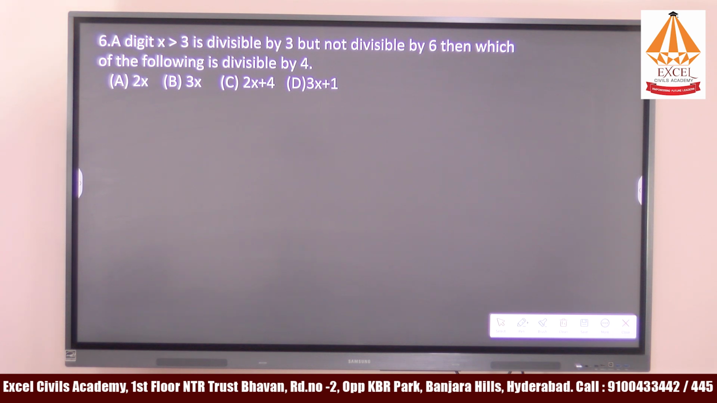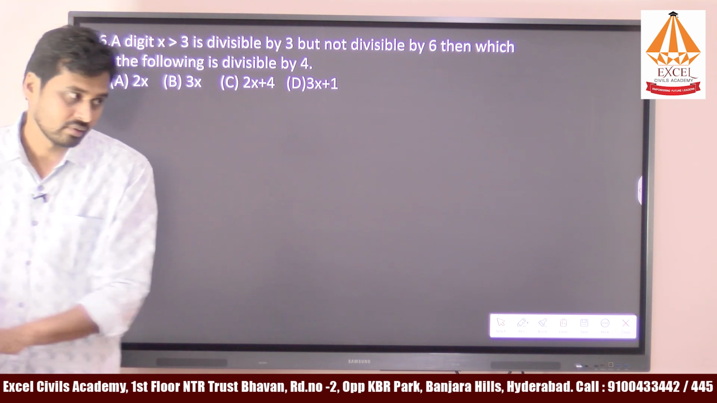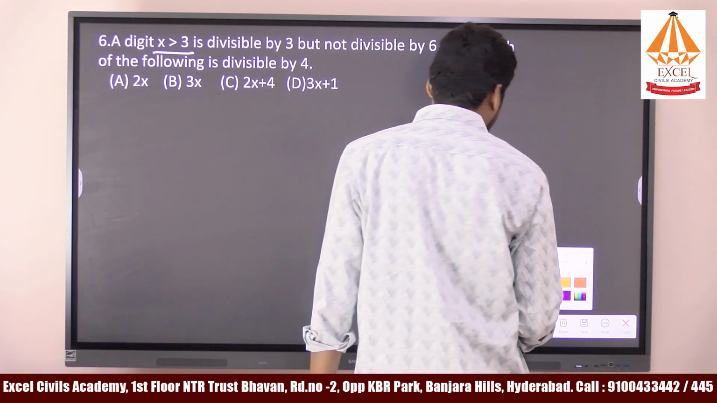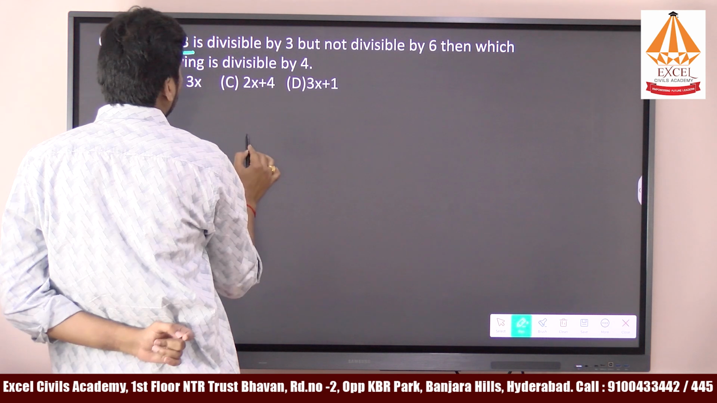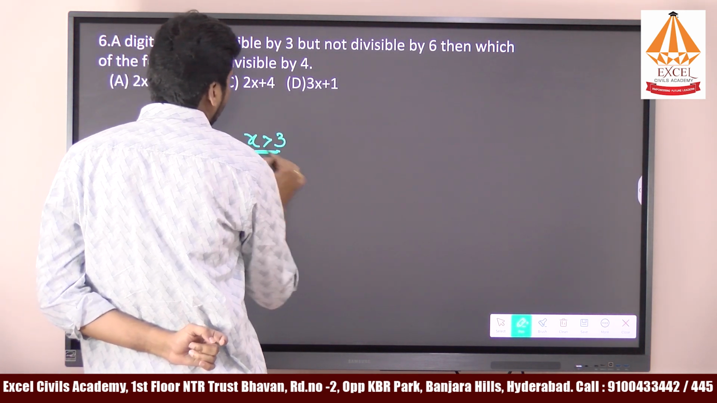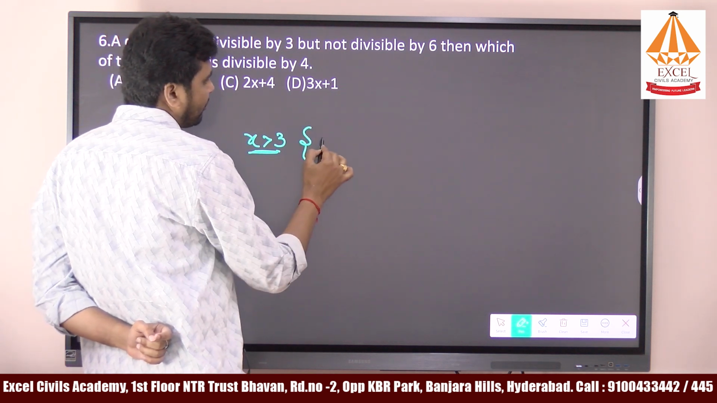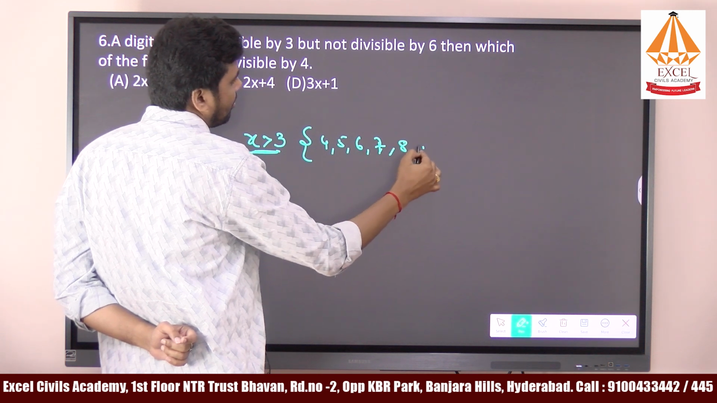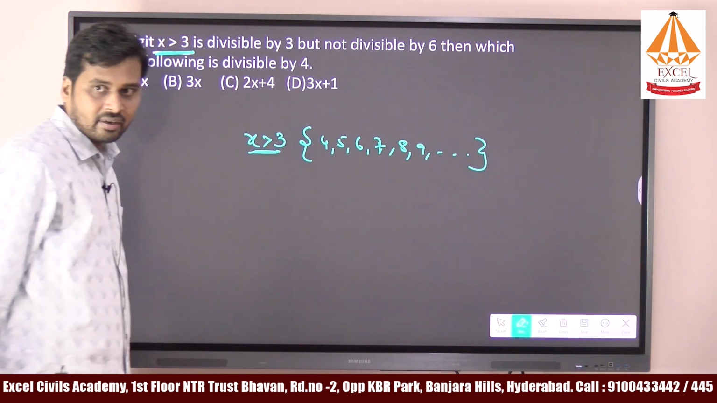First, you tell me what value we can assume for x? 6. But the condition is that the x value should not be divisible by 6. 9. Okay. See here, a digit x is greater than 3. When x is greater than 3, what are the possible values of x? 4, 5, 6, 7, 8, 9. All these are possible values of x, right?